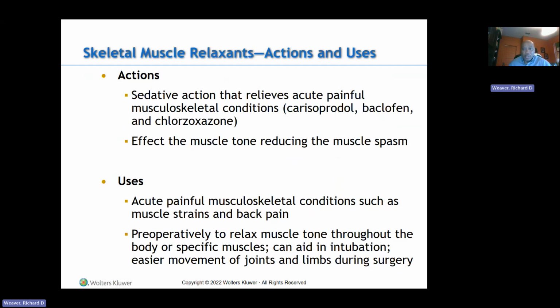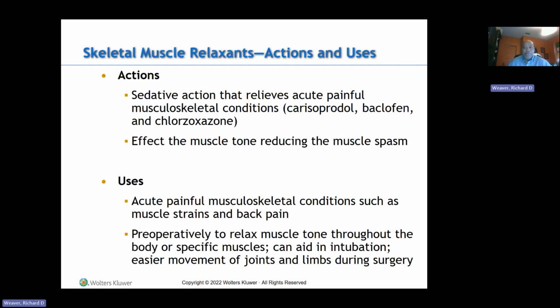As far as actions as it relates to skeletal muscle relaxants, the mode of action of many of the skeletal muscle relaxants, such as carisoprodol, I guess that's the way you pronounce that, baclofen, that's an easier one, and chlorzoxazone, their mechanism of action is not quite known.